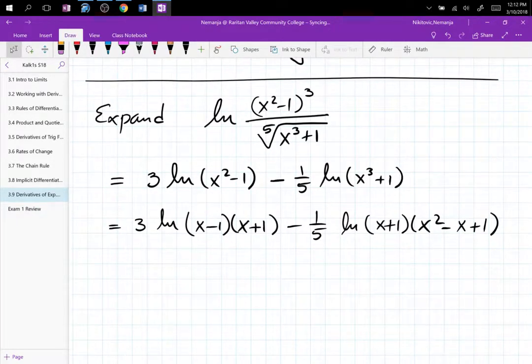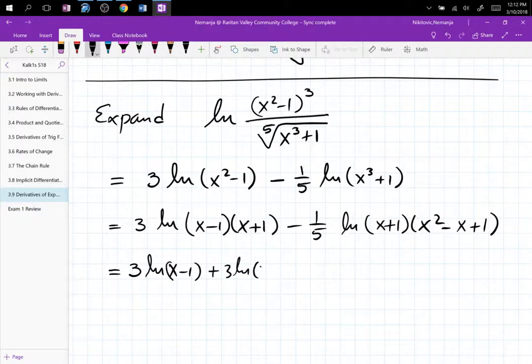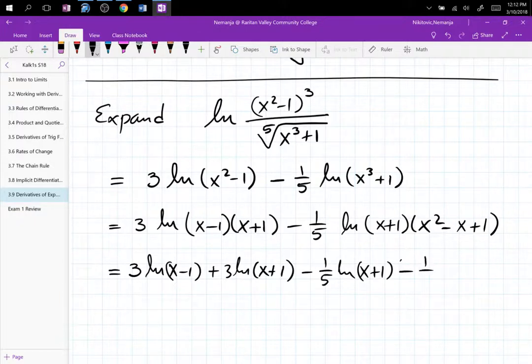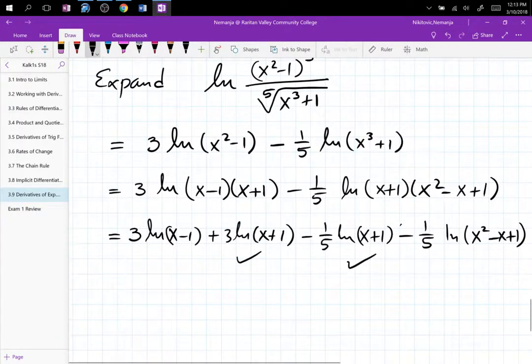And now we use the addition to break these apart. So 3 ln x minus 1 plus 3 ln x plus 1. That 3 has to distribute. And now this one also distributes. So minus 1/5 ln x plus 1 and minus 1/5, right, this minus distributes, ln of x squared minus x plus 1. There we go. And now you see that this term and this term are like terms. It's 3 minus 1/5. So that's 14/5.